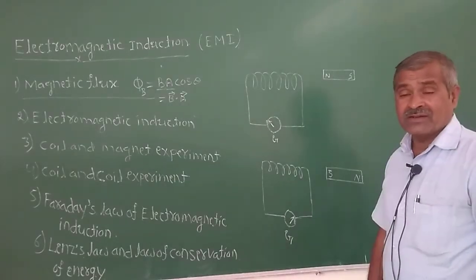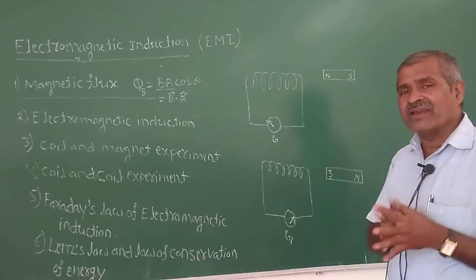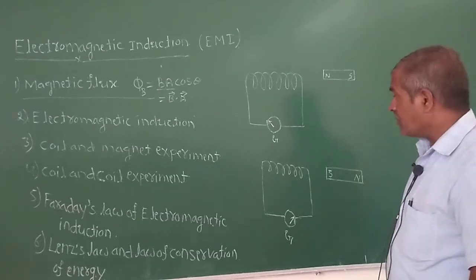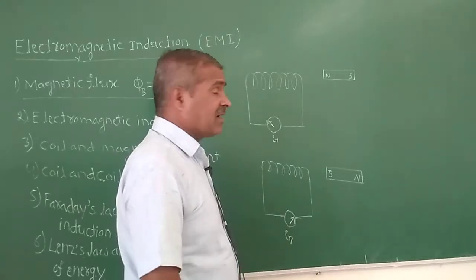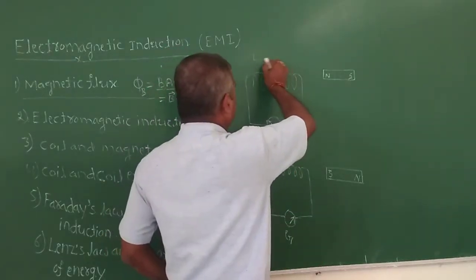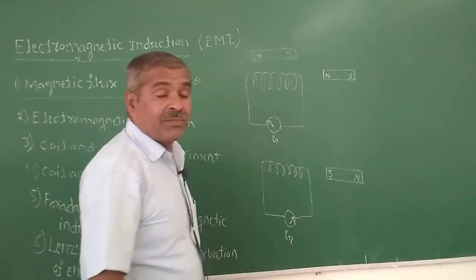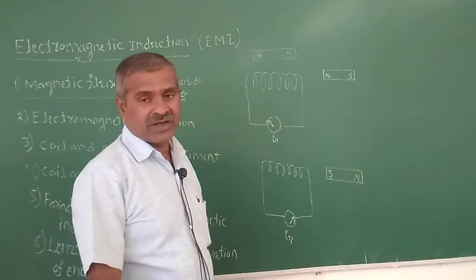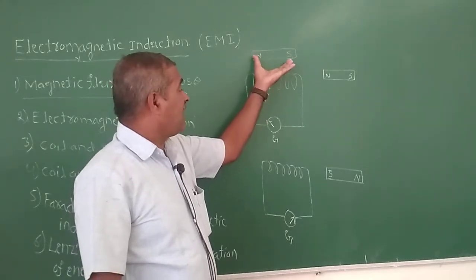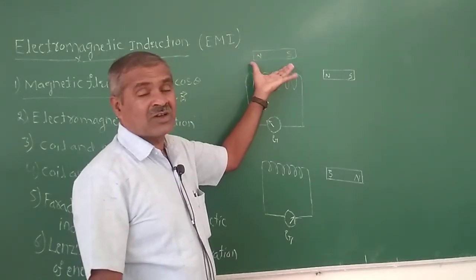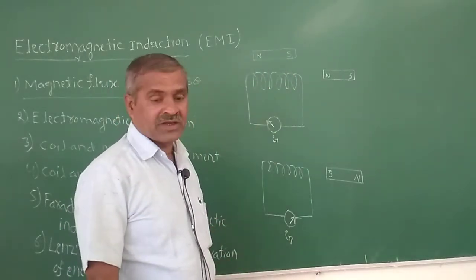Okay? Then the next question that most probably comes to your mind: suppose a bar magnet is kept on top of this coil. There is no deflection in the galvanometer. The bar magnet is kept constant, at rest, above this coil, but there is no deflection in the galvanometer.